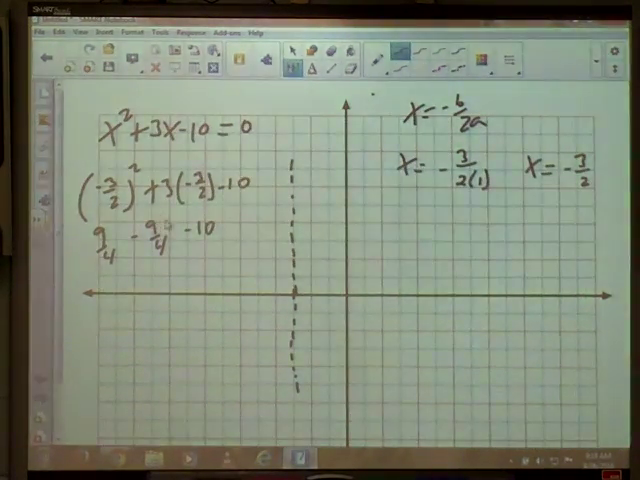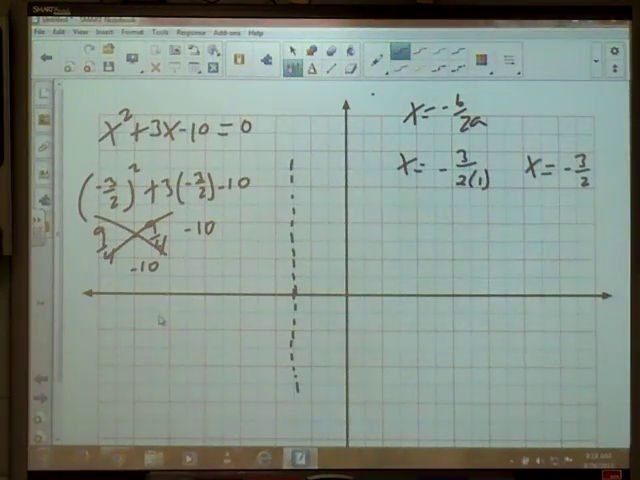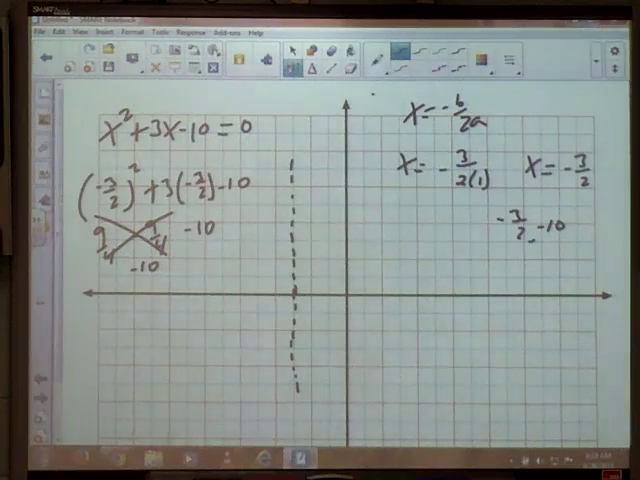This is why I said I liked it. Those fractions, 9/4 minus 9/4 is nothing. So I just have -10. Okay, so the vertex on this is -1.5, -10.